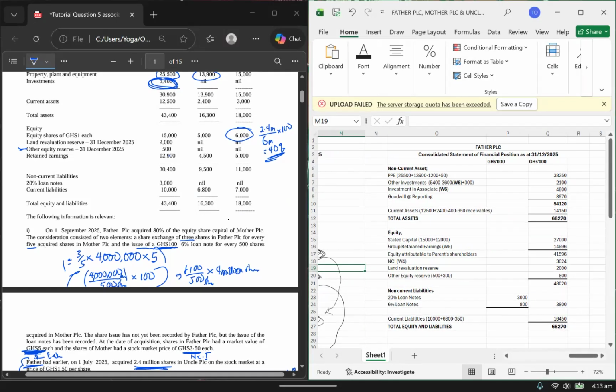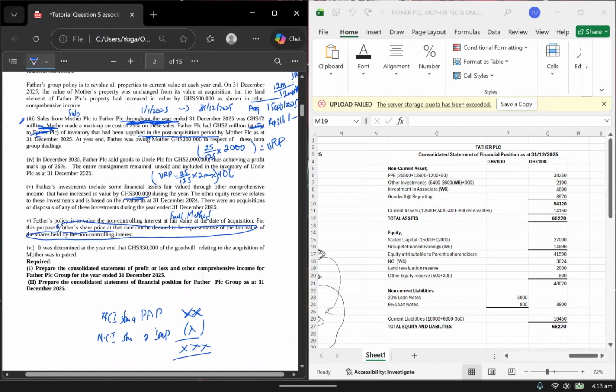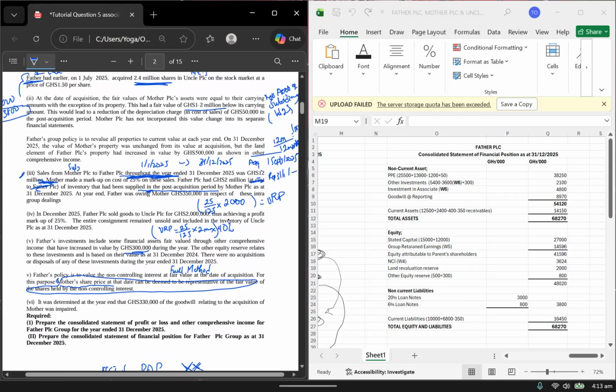And then where is this 300 coming from? They said investments include some financial assets, comprehensive income that have increased. All right. So it should reflect in our other investment as well. So it's 5,400,000 minus 3,600,000 plus the increase in investment. You add it, and then the new investment in associates as a line item, you bring it. We've done that already. Then goodwill.